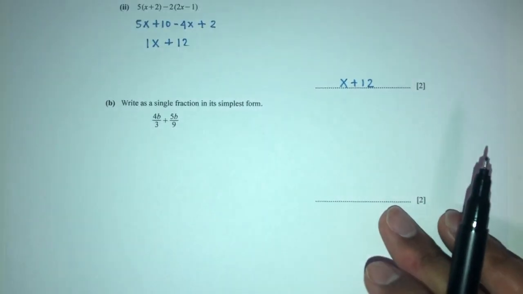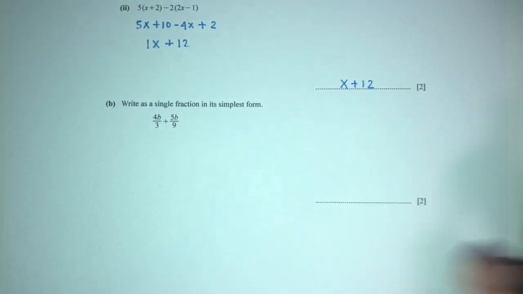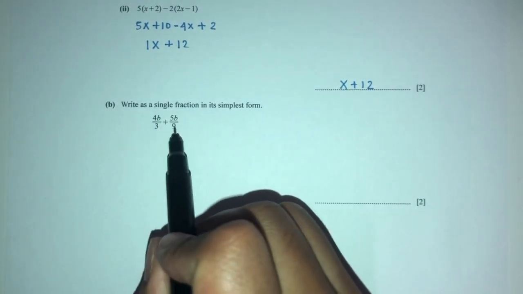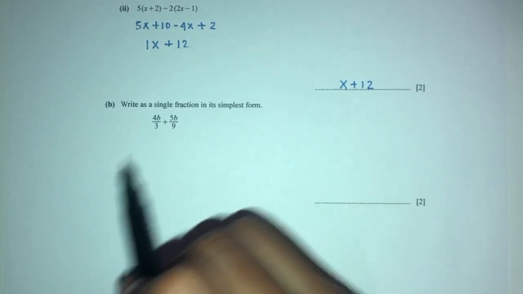Now let's move on. Here we have to write this down as a single fraction in its simplest form. Okay, let's try your best. As you can see, the bases here are different. As we have seen before, when it comes to fraction addition or subtraction, we look at the base first. The bases are different, so we have to make them the same.